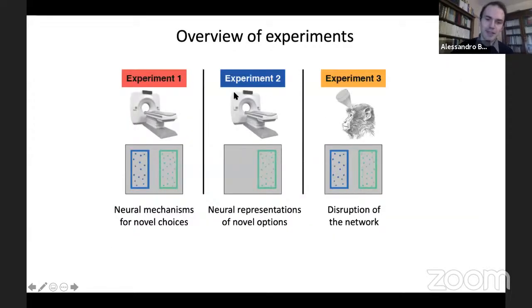We have three different experiments. The first one, when the monkeys make a binary choice in an fMRI scanner, so we can see the neural activity. Then the monkeys will do a single response task where there is no choice, and this we use for addressing the question of what are the neural representations that underlie these novel options. And finally, outside the scanner, we disrupt the behavior using ultrasound, and we see whether the effect on the brain makes a difference in the responses.